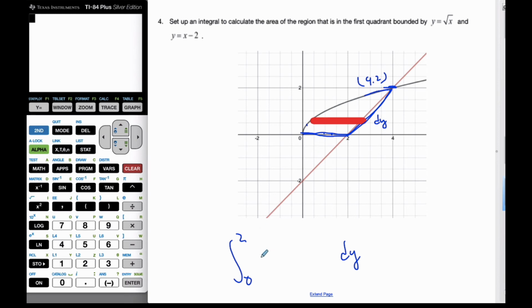So the right function, I have to change it, is going to be x equals y plus 2. And my left function, solving for x, is x equals y squared. So I'm going to take the right one, which is y plus 2, minus the left one, which is y squared. And I'm going to put an absolute value because I have my calculator, so I can make sure it works out. And this is the setup of the integral. If I did this, I would get the area that is being asked for.